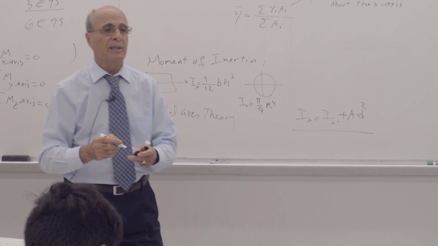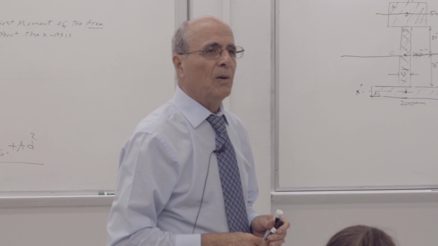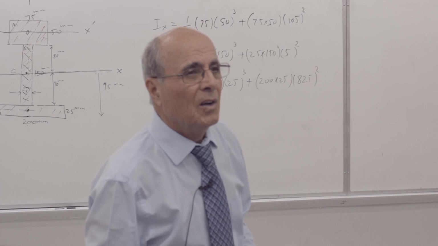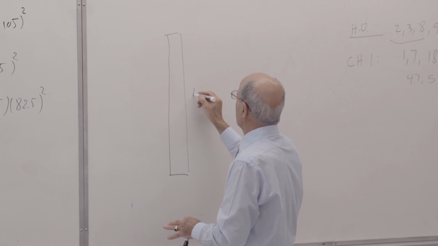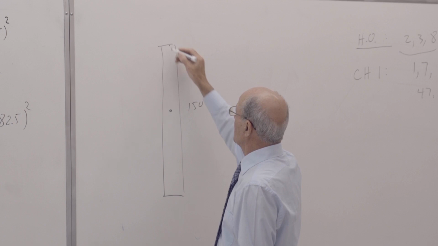Yes? A little bit louder, please. Could you just explain where you got the 5 and the 82.5? The 5, yes. All right. I put it here a little bit bigger. Is that correct or not? Where is our total centroid? First of all, this is 150. Where is the centroid of this shape? It's here. So here should be 75.